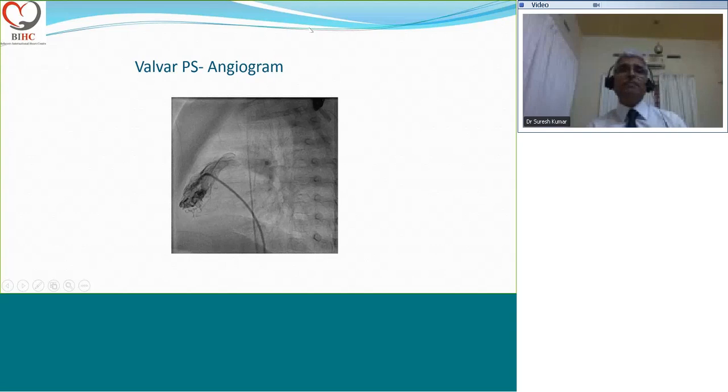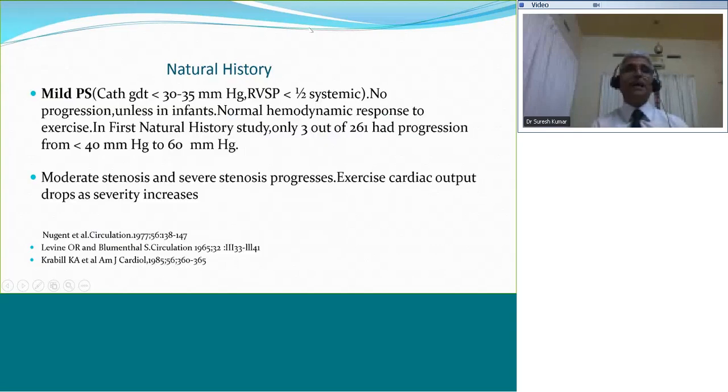Mild PS, where we are speaking of PS with an RV systolic pressure less than half systemic and a cath gradient not exceeding 30 to 35 millimeters, generally does not progress. But this statement applies to older children. If you are seeing a neonate with mild PS or a young infant with mild PS, you need to monitor that patient closely, maybe see every month or once in 2 or 3 months, because it can progress. And the response to exercise in the older children is normal.